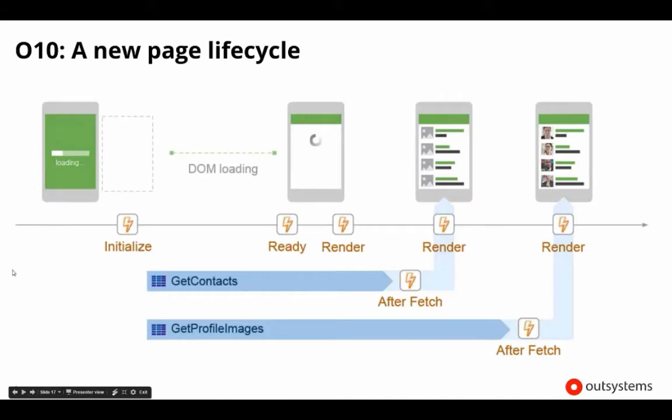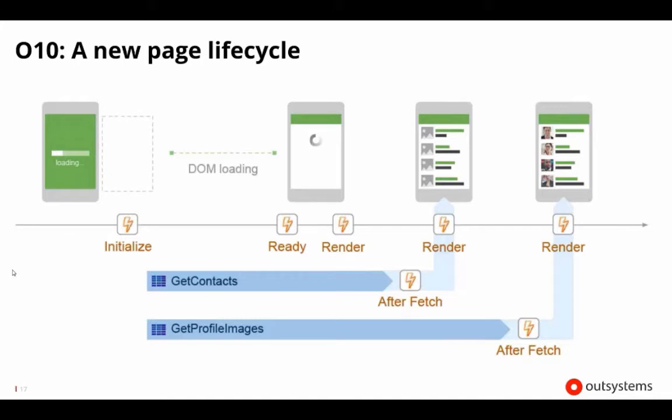Also in OutSystems 10, there's a whole new page lifecycle. It's very important to get familiar with this lifecycle. And the way this works is, before the screen's DOM is loaded, the platform fires the initialize event, which you can use to initialize variables and do short calculations that you will need to render the first screen state. It's very important to keep this processing short.